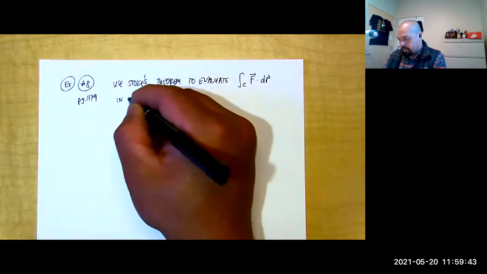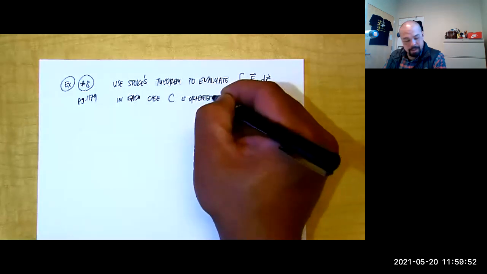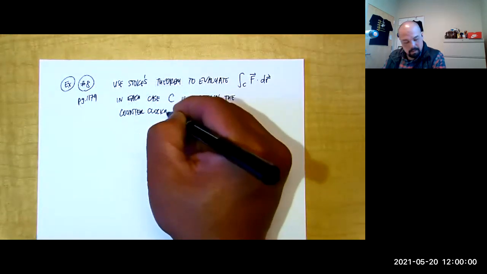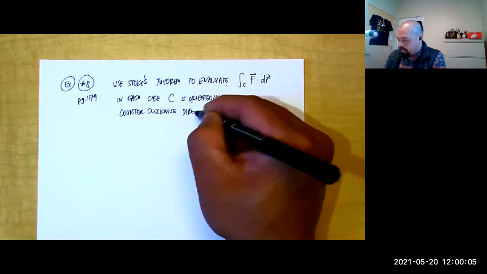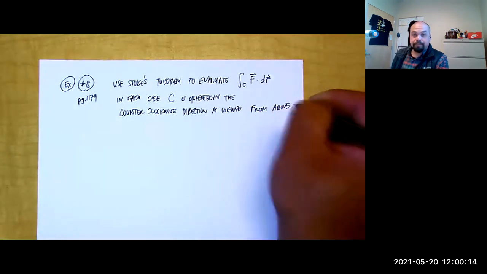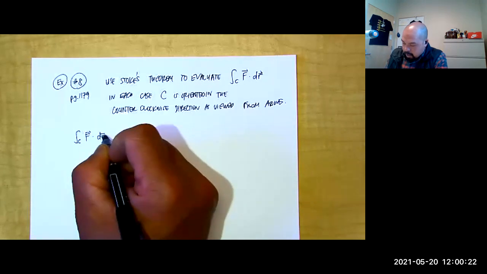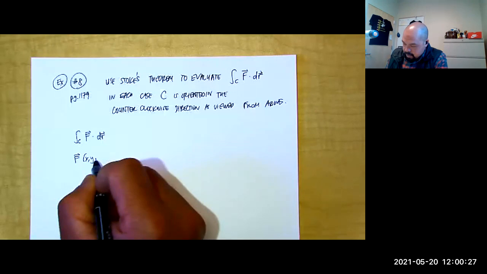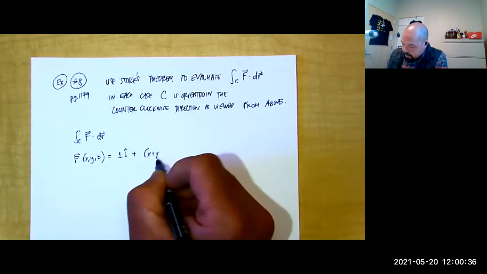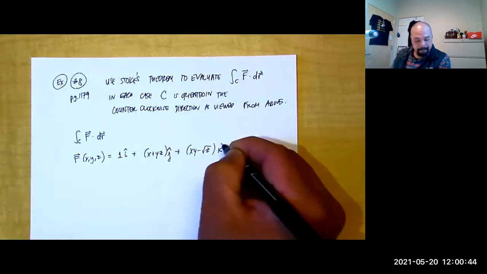And again, in each case, we're going to assume that C is oriented in the counterclockwise direction as viewed from above. Okay, and so jumping to it, this time our integral of this F dotted with dr, our F of x, y, and z is equal to 1 i plus (x plus y z) j plus (x y minus the square root of z) k for the k component.